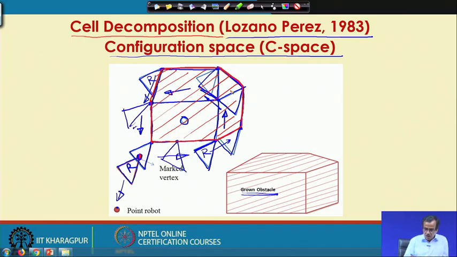I have just redrawn this grown obstacle here. So, this is nothing but the grown obstacle. Now the problem is equivalent to a point robot and this grown obstacle. I will have to find the collision-free path for this point robot by considering this type of grown static obstacle. Now, let us see how to tackle this problem using the principle of cell decomposition.